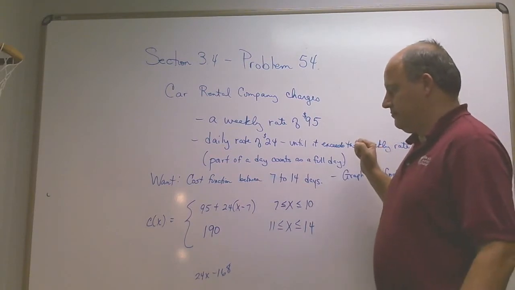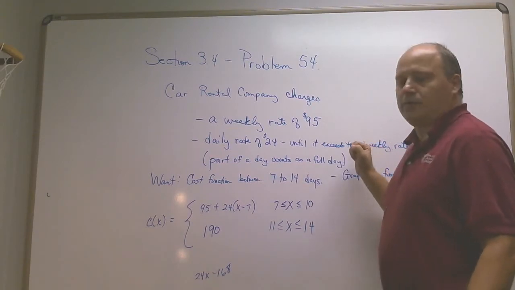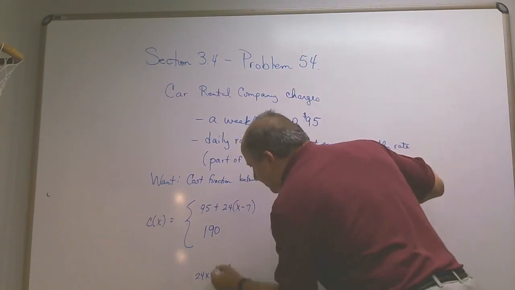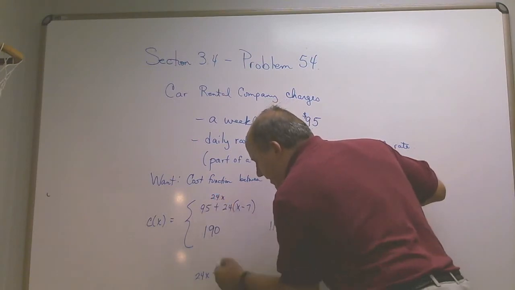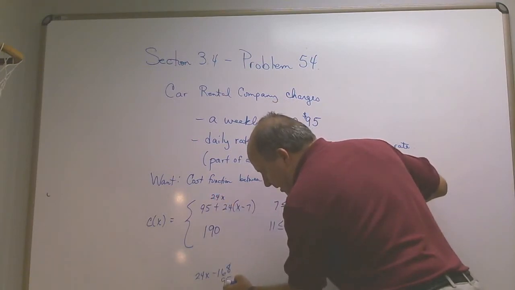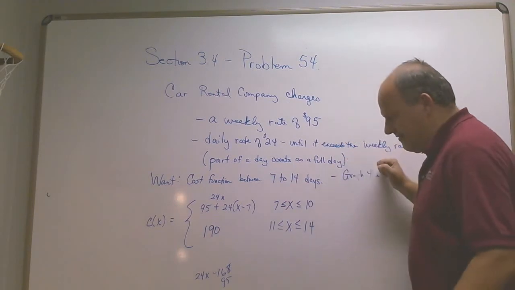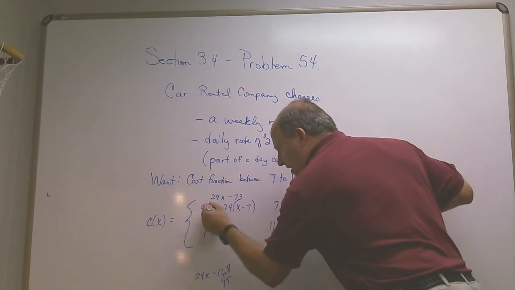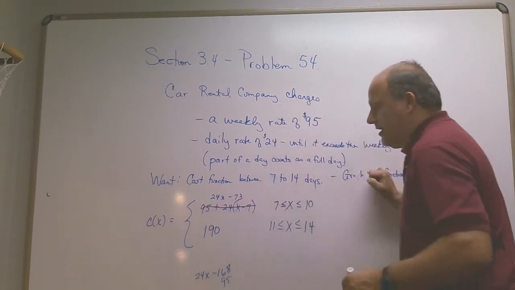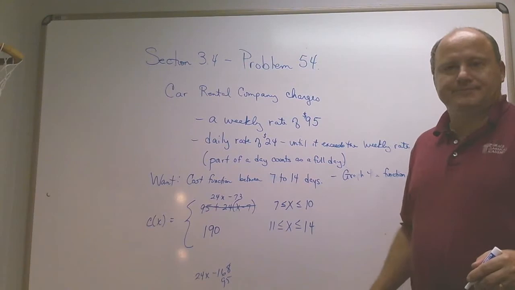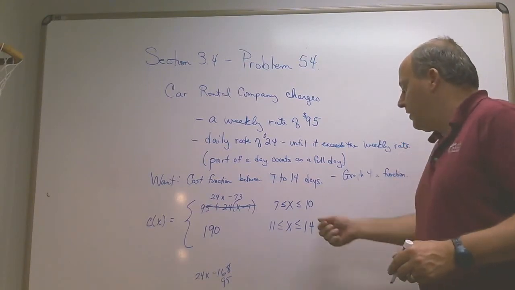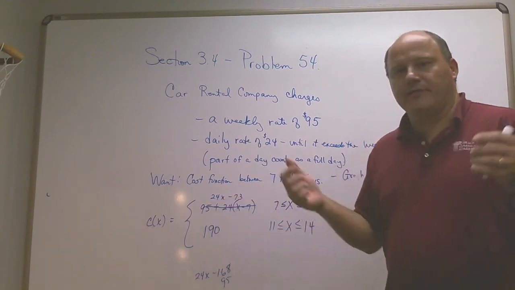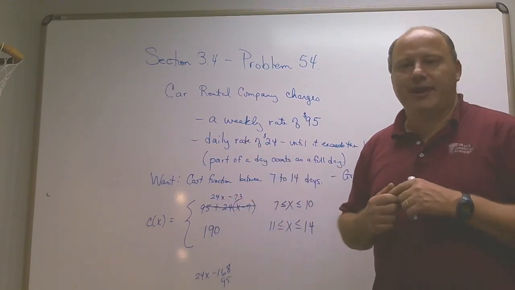So I think, yeah, 168, and then plus your 95. So it becomes 24x. And then negative 168 minus 95 is a minus 73. So this right here just turns out to be 24x minus 73. So if you want to know what it is for 8 days, then 24 times 8 minus 73, whatever that is, that's your charge for having that car 8 days.